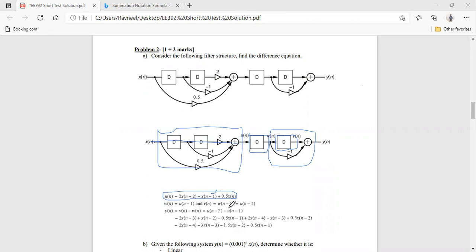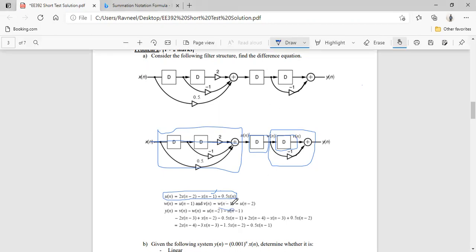So we have finished with W of n, and we were at V of n. V of n is basically equal to W of n delayed by 1 unit, so V of n is equal to W of n minus 1. We now know that W of n, from here, is a single delay of U of n.